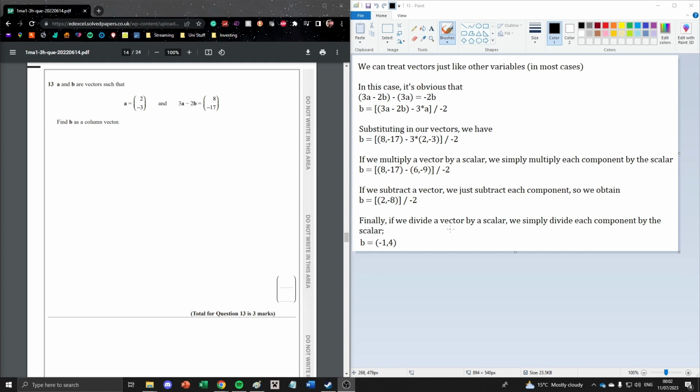And finally, if we divide a vector by a scalar, we just divide each component by that scalar. So 2 divided by minus 2 is minus 1, and minus 8 divided by minus 2 is 4. So the value of b is (-1, 4). And obviously, importantly, in the exam, you should write this as a column vector. It's only not written as column vectors through this just for brevity.